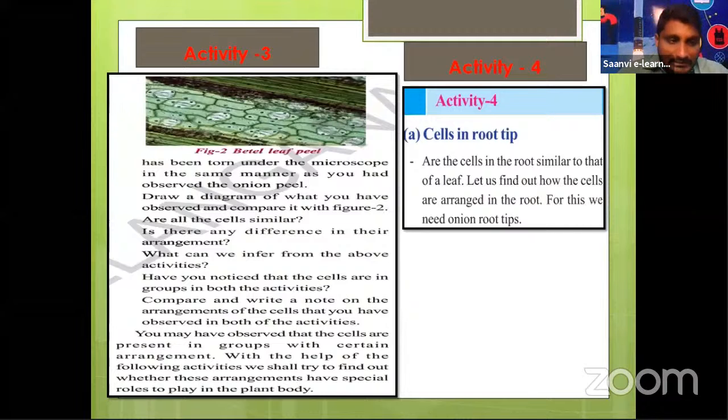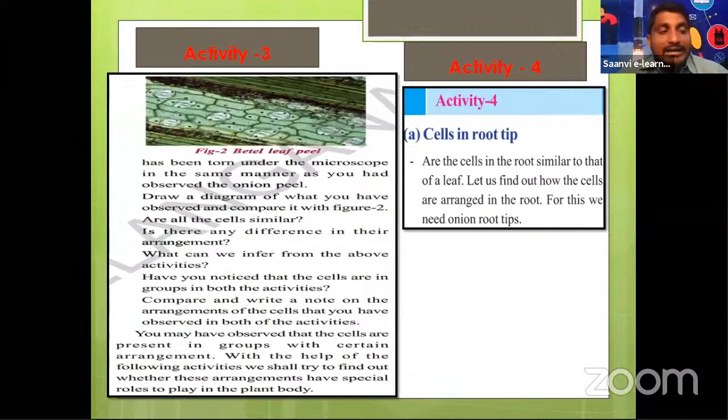Okay, next question. Have you noticed that the cells are in groups in both the activities? Have you noticed that the cells are in groups in both activities, both the activities?